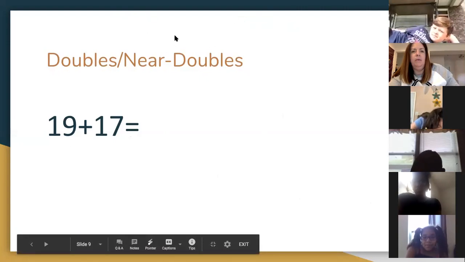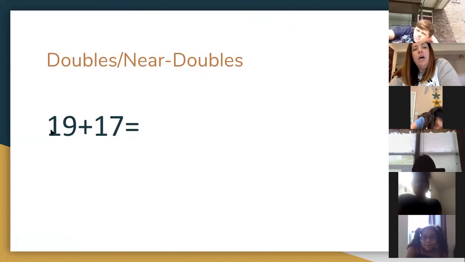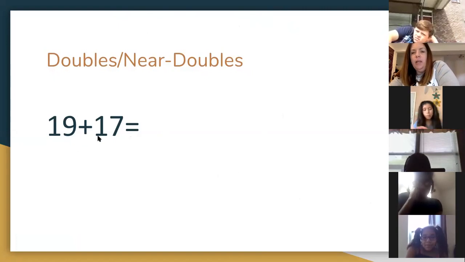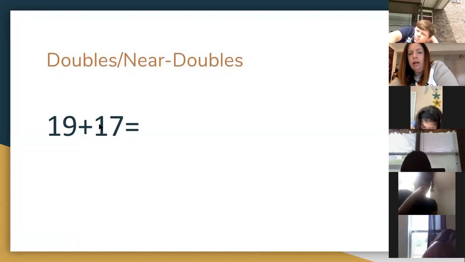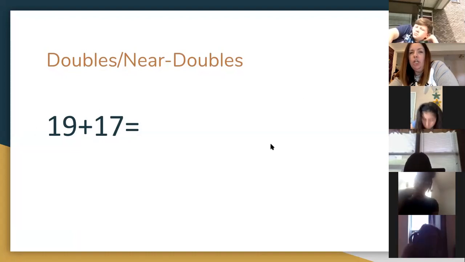Okay, but if you think about it, 19 is very close to 20, and 17 is only 3 away from 20, right? So 19 is 1 away, 17 is 3 away. If you said 20 plus 20 is 40, and then you backed off 4, you would get 36, right?